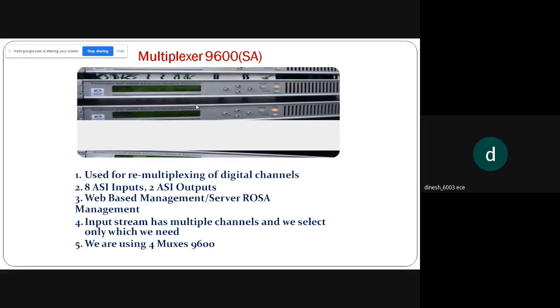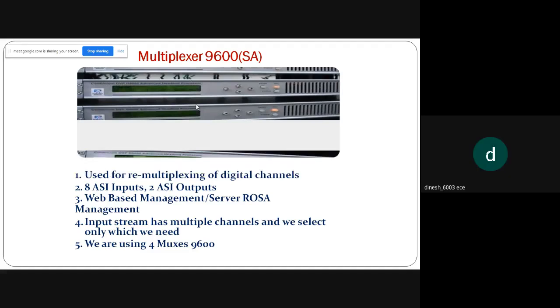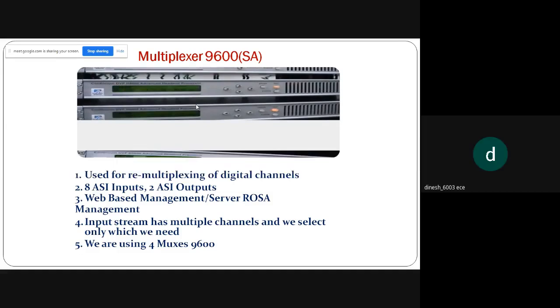Next are some examples of the ROSA system and its diagrammatic representation, showing how the multiplexing structures are used in the multiplexer 9600 series. It is a selective availability operating multiplexer at 9600 megahertz frequency. There are 8 ASI inputs, asynchronous serial inputs, and 2 asynchronous serial outputs, with a web management system or server.